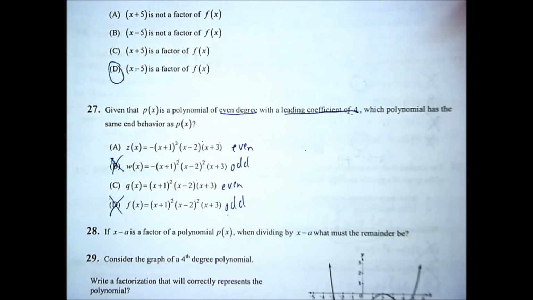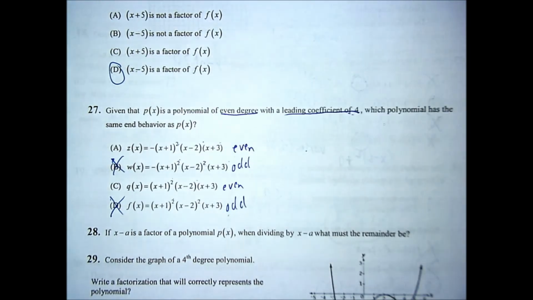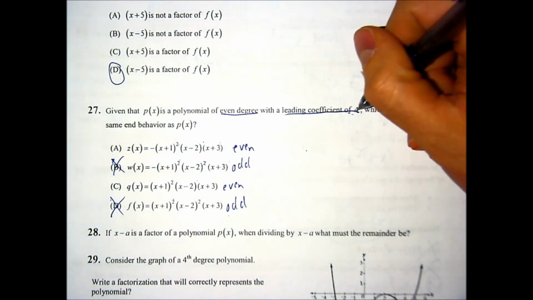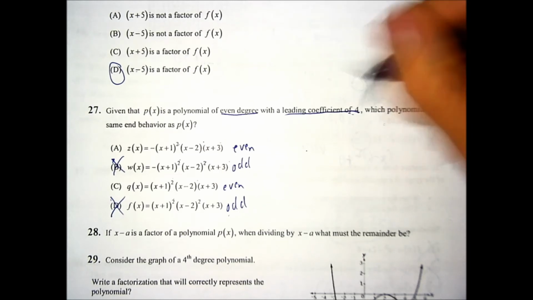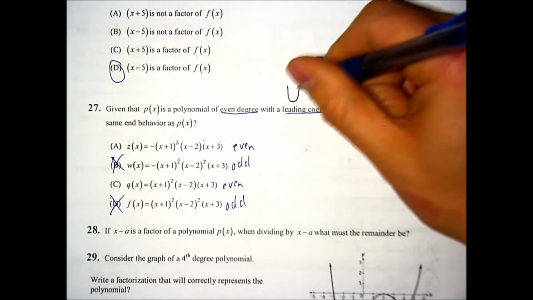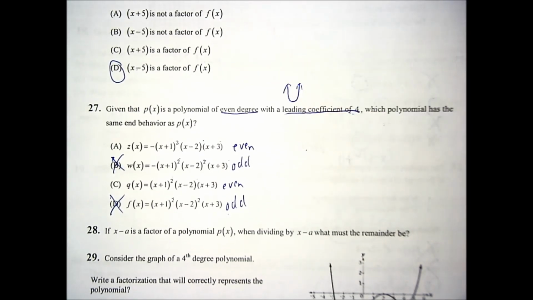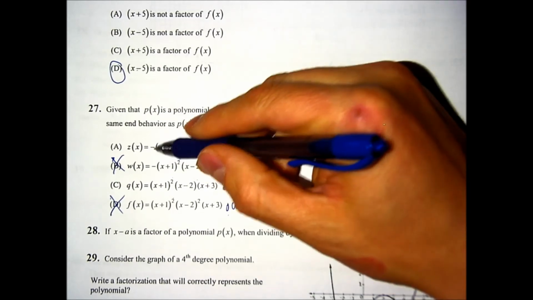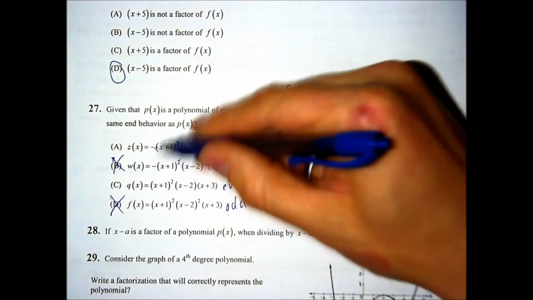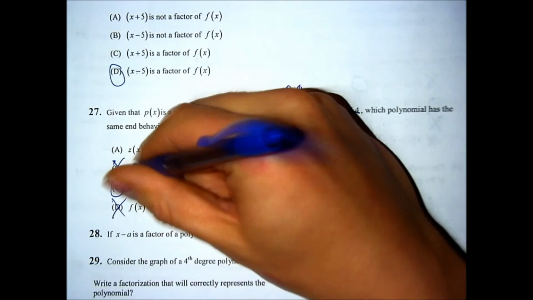Now I'm going to differentiate between A and C here using the leading coefficient. The leading coefficient of 4, that's a positive number. So in other words, this polynomial points upwards. So it's even pointing upwards. It needs to be a positive leading value, not a negative. So C is the proper option.